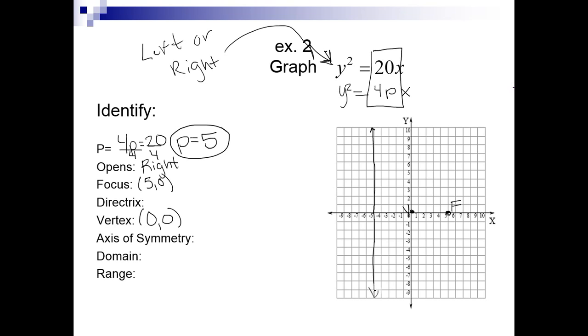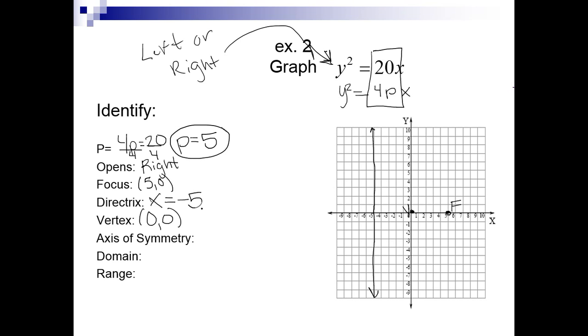Now, I need to write the equation of that directrix. It is a vertical line, and a vertical line has the what equation? It has an x equals, and then the number, -5. So my directrix is x equals -5.